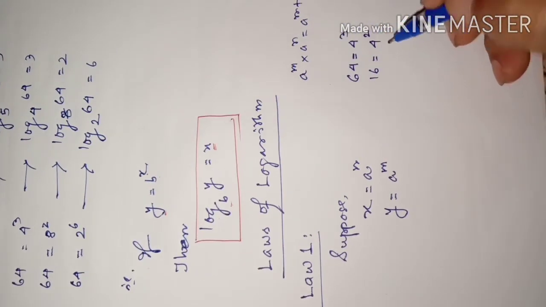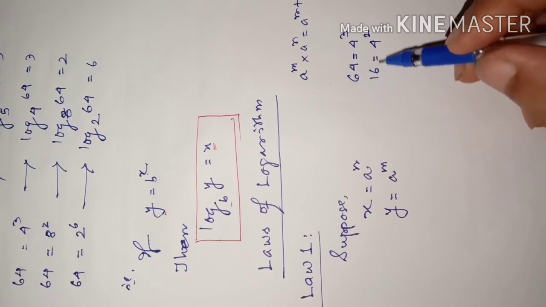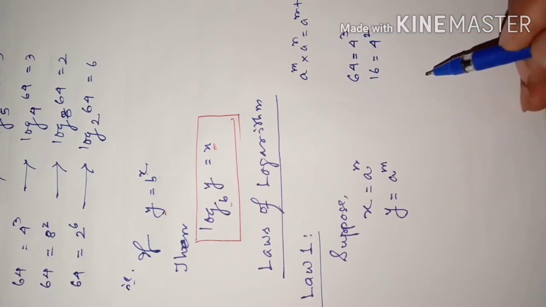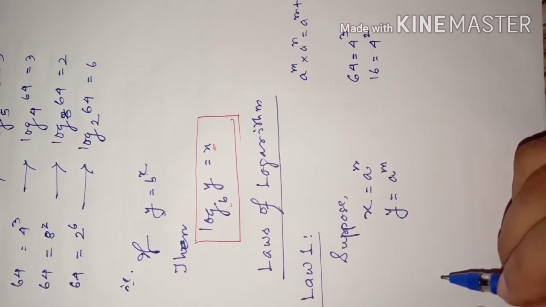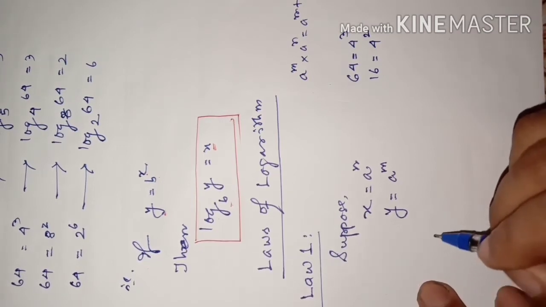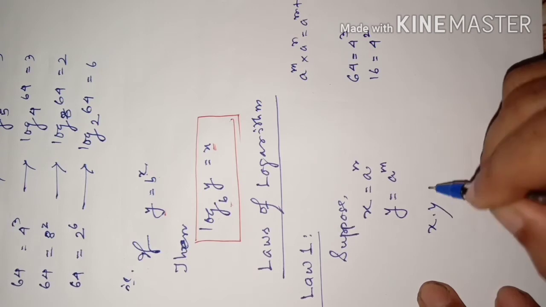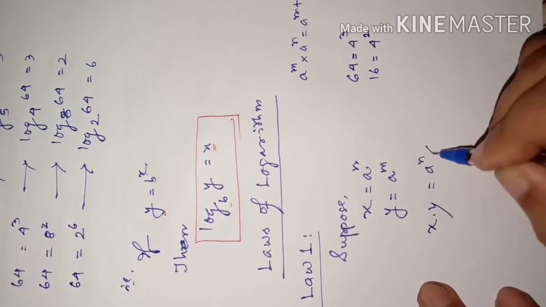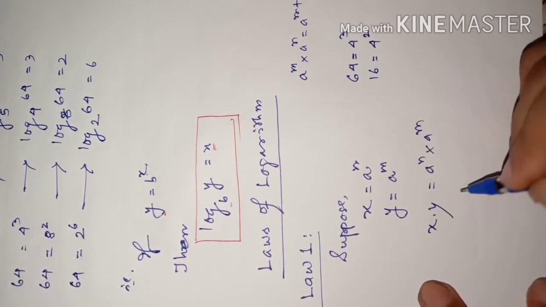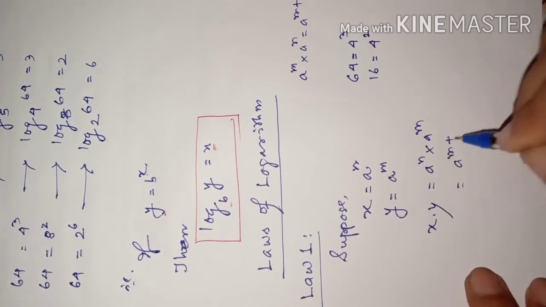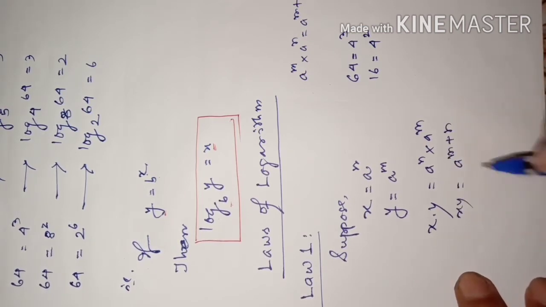So you see, both are different numbers, but with the same base we can express them. That type of thing, suppose. Now x into y will be equal to a to the power of n into a to the power of m, which is actually a to the power of m plus n. So xy is this one.